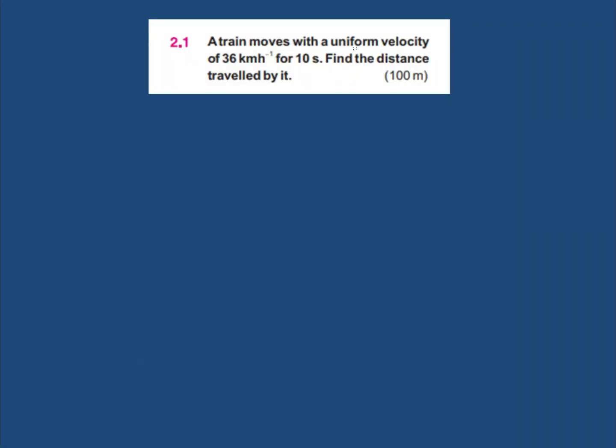A train moves with the uniform velocity of 36 km per hour. So quickly enlist our data. In the given data, the velocity is equal to 36 km per hour. And the train is moving with this uniform velocity for the time of 10 seconds. So what we have to find? Find the distance traveled by it.